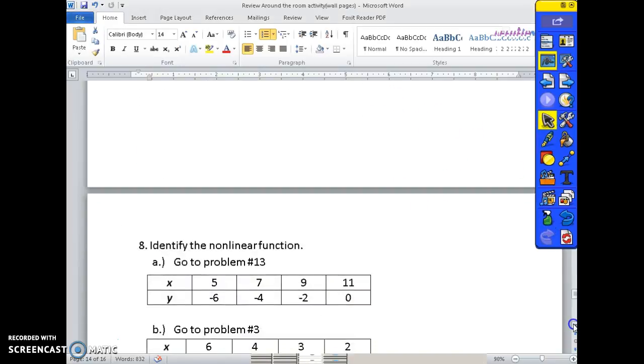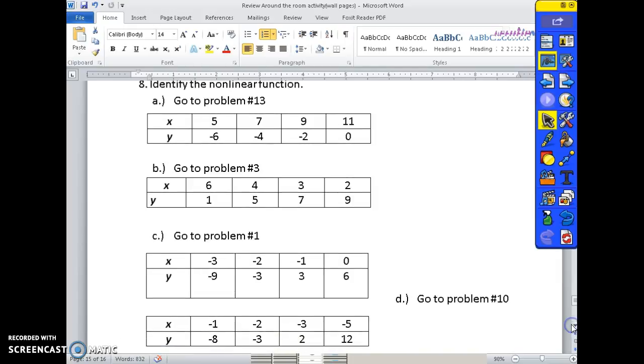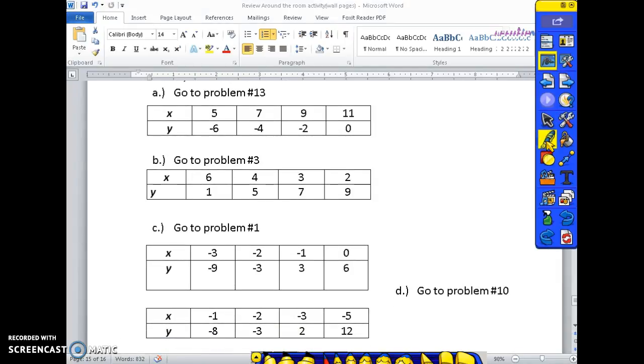Problem 8 says to identify the nonlinear function. So we have to identify what the rate of change is to figure out which one is nonlinear. To get from 5 to 7, I add 2. 7 to 9, I add 2. 9 to 11, I add 2. To get from -6 to -4, I add 2. -4 to -2, I add 2. -2 to 0, I add 2. My slope is 1. That is linear.